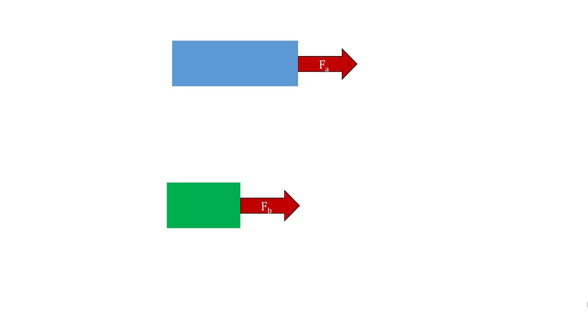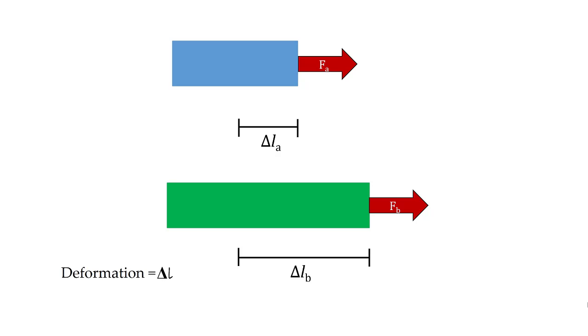Now I grab a piece of green tubing, and even if I apply the same force to that green tubing, it may stretch a different amount than that blue tubing. That amount of stretch, or that change in its length, is going to be different for the blue tubing compared to the green tubing. That change in length, or any change in dimension for that matter, is what's going to be referred to as a deformation. So a load is going to create a deformation of a particular tissue.